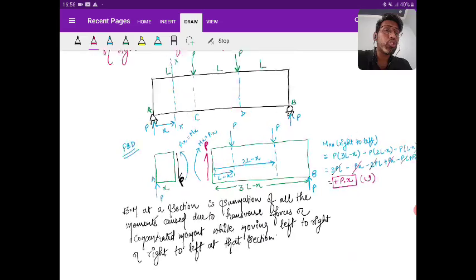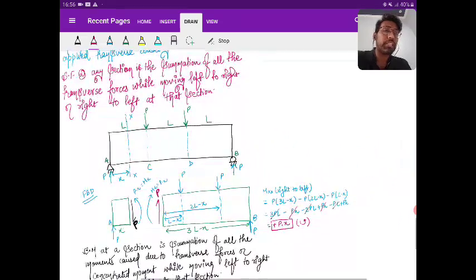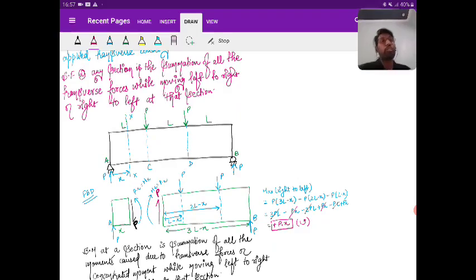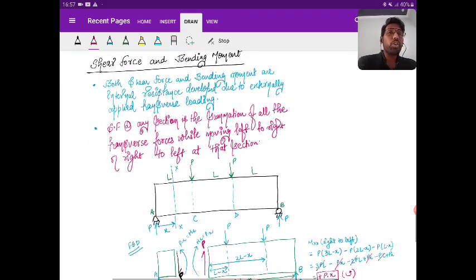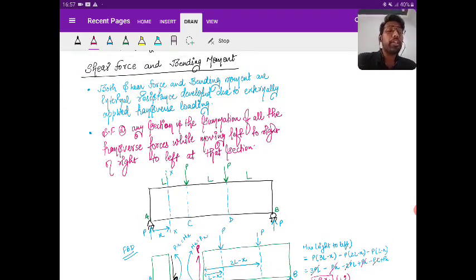Is it clear? I'm repeating this once more, please listen. What I'm saying: shear force and bending moment at a section are the internal resistance developed due to externally applied transverse loading. Then I said, what is the shear force at any section? It is the summation of all the transverse force while moving left to right or right to left at any section.